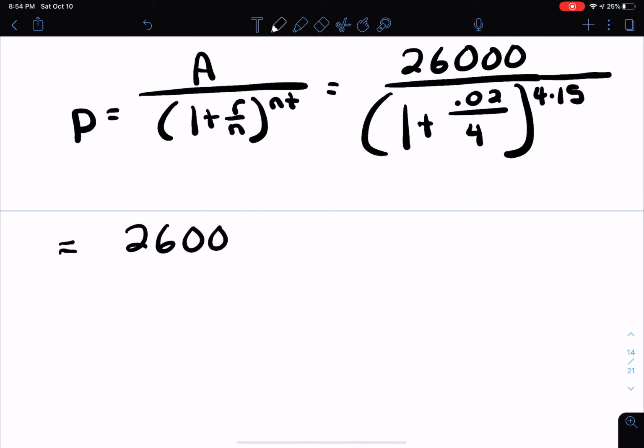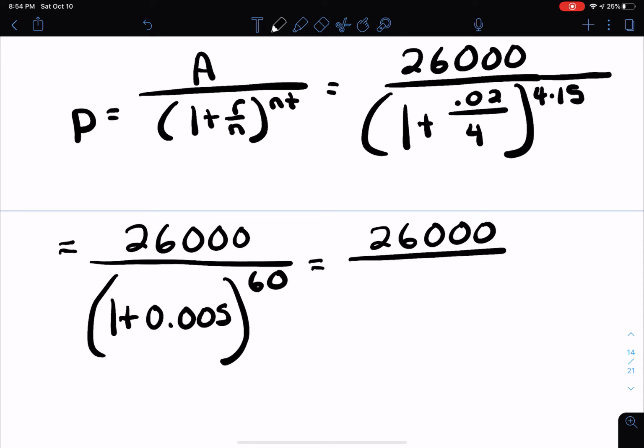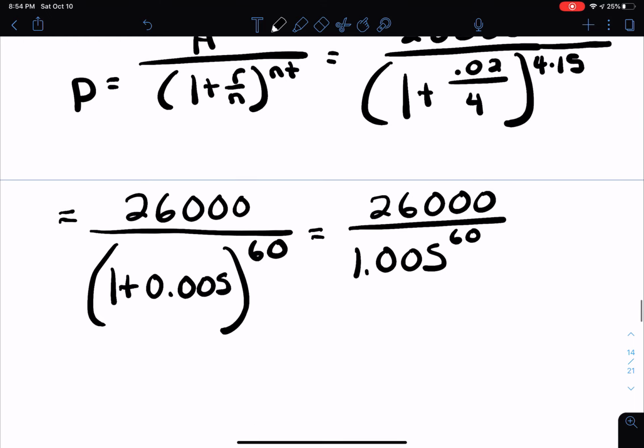26,000 for now, it's just going to sit up top. Honestly, you can go and do 4 times 15 and say it's 60. That's up there in the exponent, so you can go ahead and do that. But you are going to need to divide 0.02 by 4, and you get 0.005. So you're going to have, on the bottom there, 1.005 raised to the 60th power.